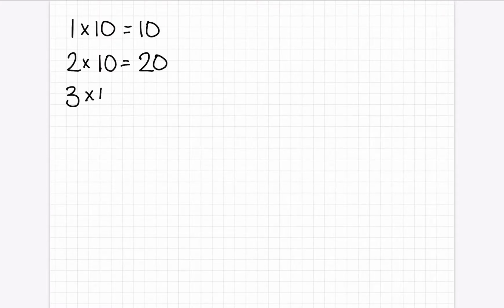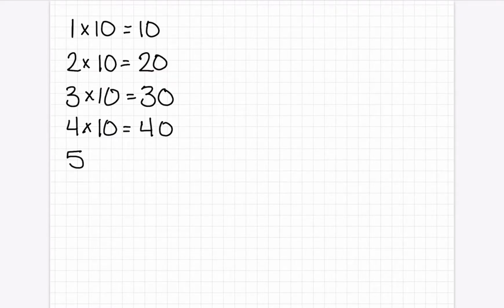So remember, we have one, I'm gonna make it a little fatter. 1 times 10 equals 10. 2 times 10 equals, say it, 20. 3 times 10 equals 30. 4 times 10 equals 40. 5 times 10 equals 50.